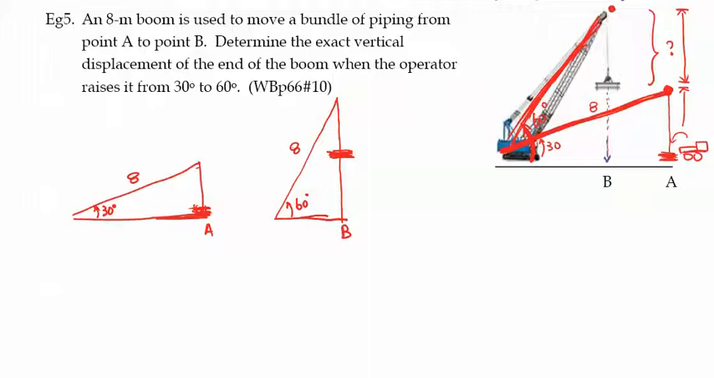You are still getting 8 meter long for the boom, and we will try to figure out the height on these two triangles. Once you have the height of each triangle, the difference between the two of them would then be the vertical displacement.